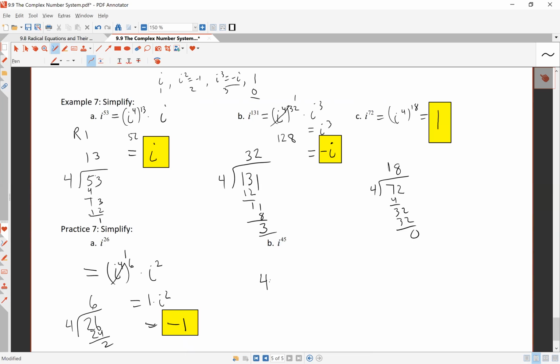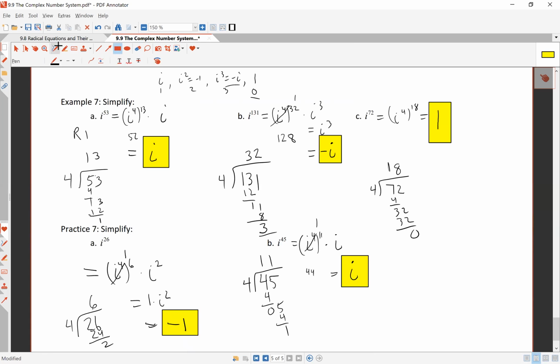i to the 45. 4 goes into 45, or 4 goes into 4 once. And 4 goes into 5 once. That's a remainder of 1. So we have 11 multiples of 4. That's 44 of them. Leaves 1 more i remaining. And the i to the fourth is 1 times i, which is just i.